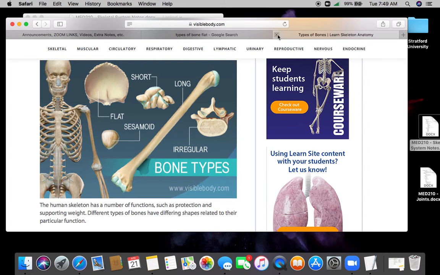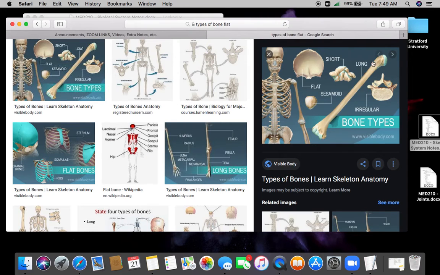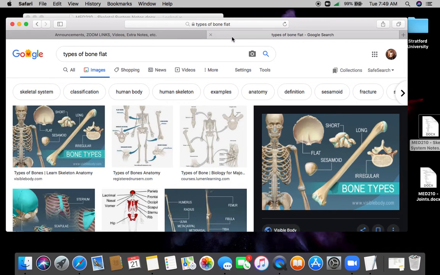So let's look up another type of bones, another type of system, or system of classification.